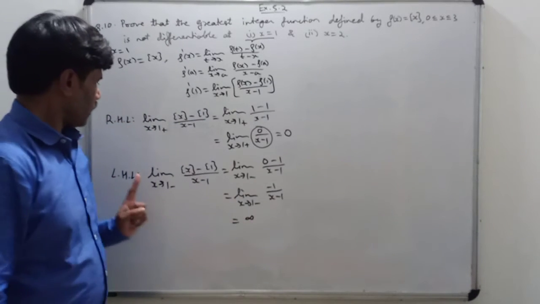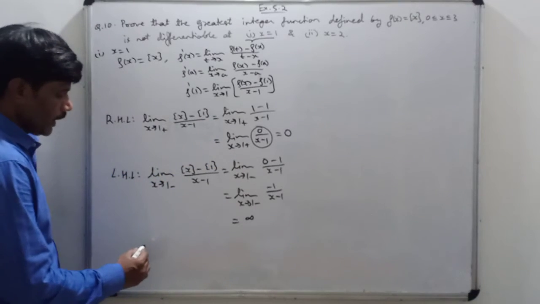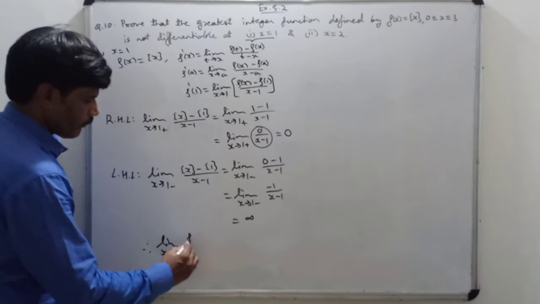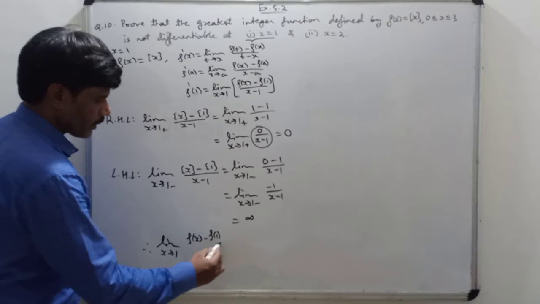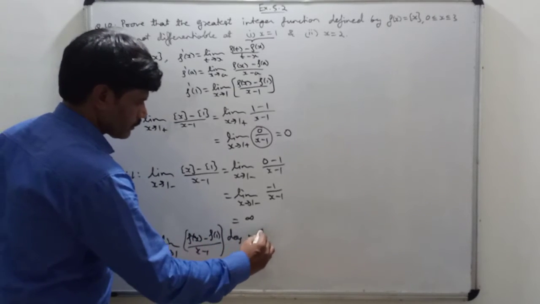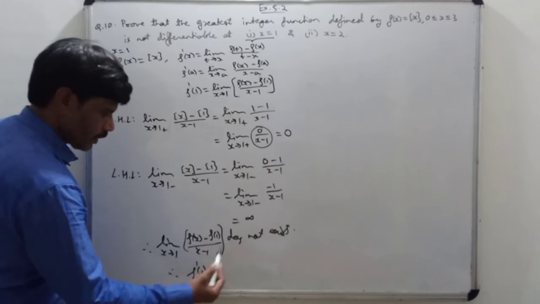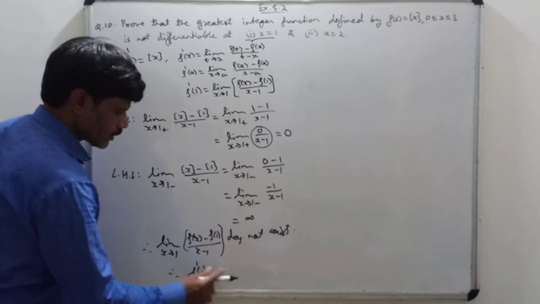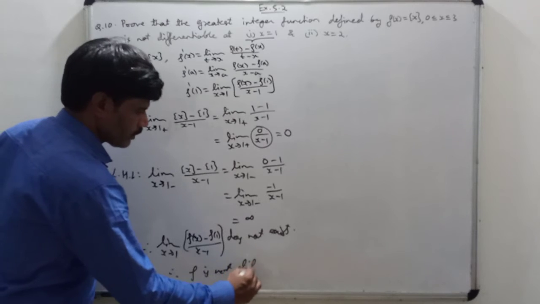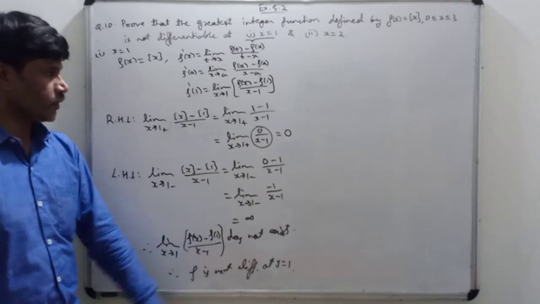So as RHL is 0 and LHL is undefined, both are not the same, so therefore what you will say? The limit x tends to 1 of f(x) minus f(1) upon x minus 1 does not exist. So therefore f dash 1 does not exist, which means directly I can say the function is not differentiable. f dash 1 does not exist means the function is not differentiable at x equals 1.